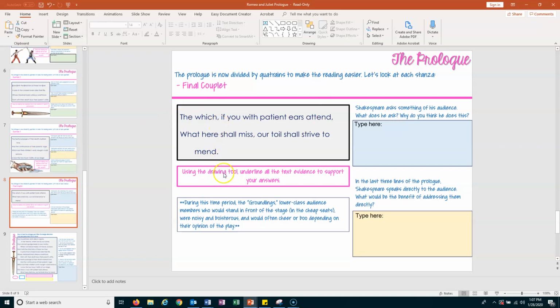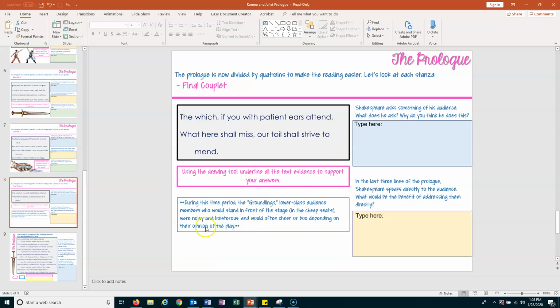And then you're going to use the draw tool and underline the text to support your evidence. This is just a really important part of the information for the play to help you understand. But during this time, when people would go to see a play, the people were called groundlings. Basically, this was the lower class audience, and they would stand in front of the stage. At that time, unlike now, it cost very little to stand in front of the stage, right? Back in those days, those were the cheap seats.